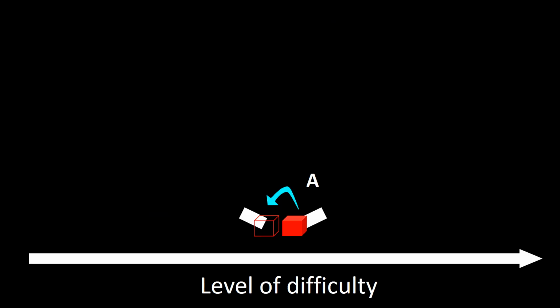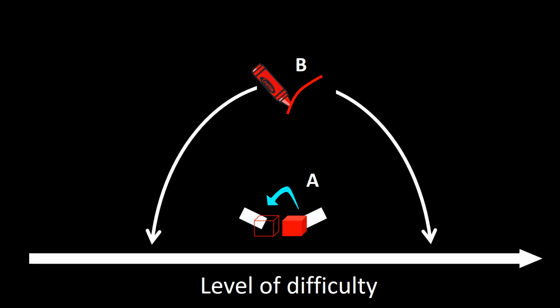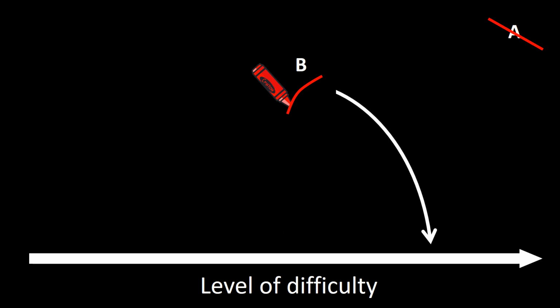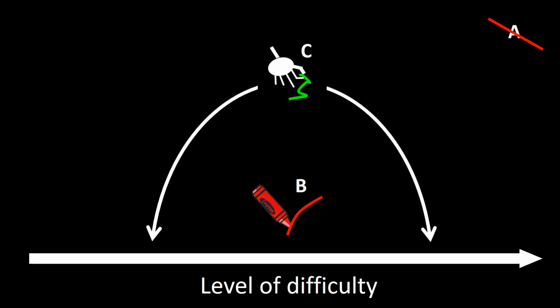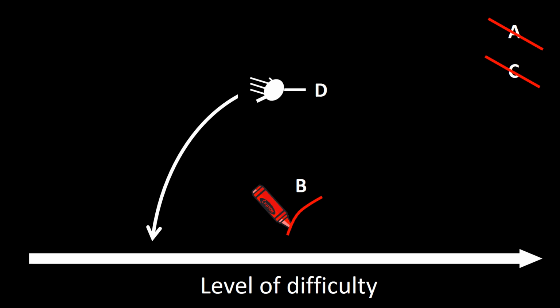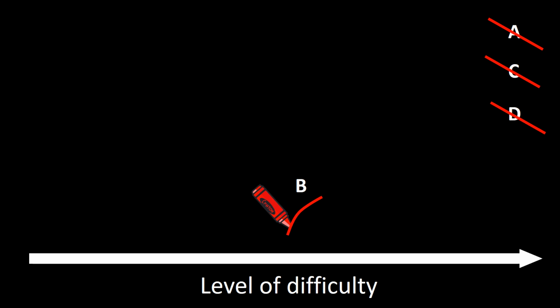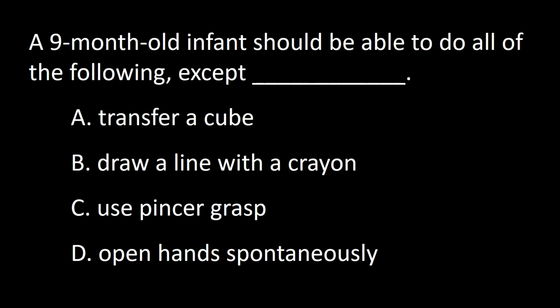We again choose the first option, A, and compare it with the second option. Writing with a crayon is harder than transferring an object. So A is not the answer. Then we use B and compare it with C. Pincer grasp is easier than writing with a crayon. So C is not the answer. Then we compare opening hand spontaneously with writing with a crayon. Opening the hand spontaneously is easier. Hence D is not the answer. The answer is B. So the answer to this question is B.